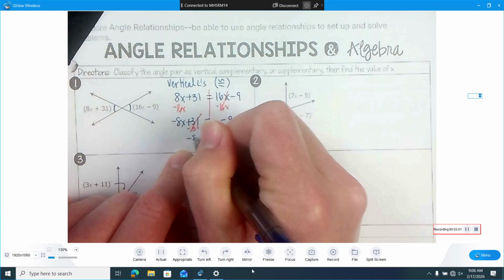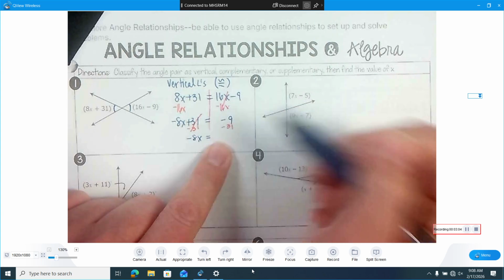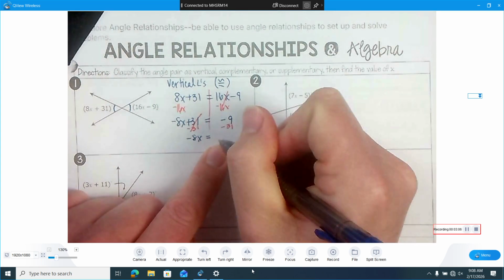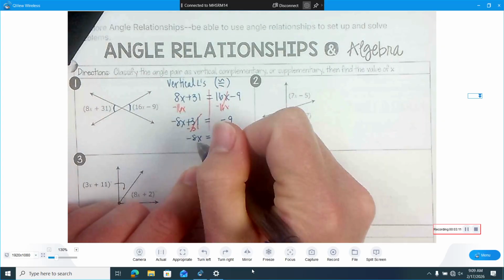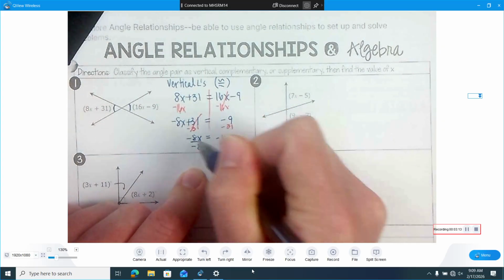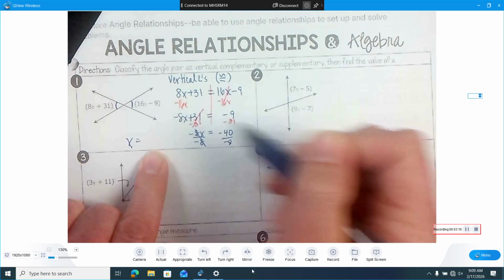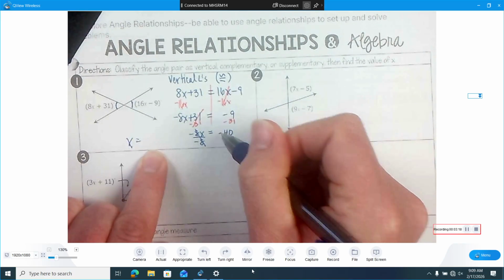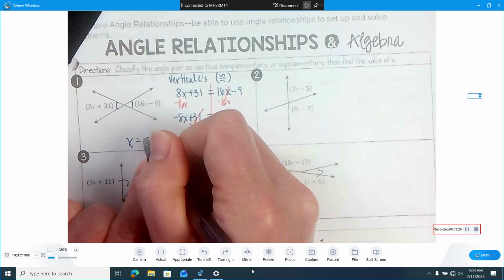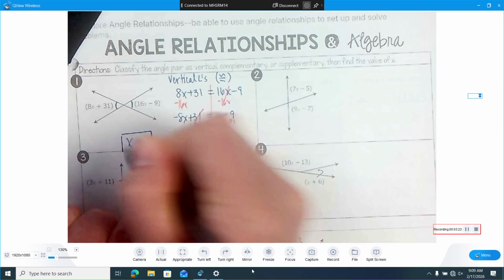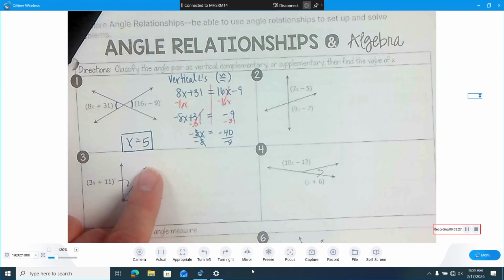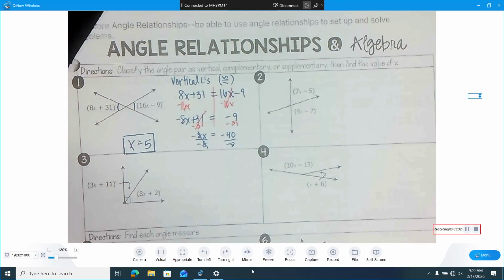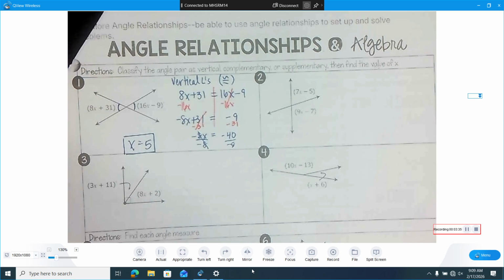So I have a negative 8x equals, what's a negative 9 and a negative 31? Negative 40, good. And then how do we get x by itself? Yep, divide by negative 8. So we get x equals, negative divided by negative is positive 5. And so we found the value of x. So that's what we needed to do. And we also said that they were vertical angles. This is what we're doing today. We're classifying and then setting up an equation and solving. So it's kind of nice.